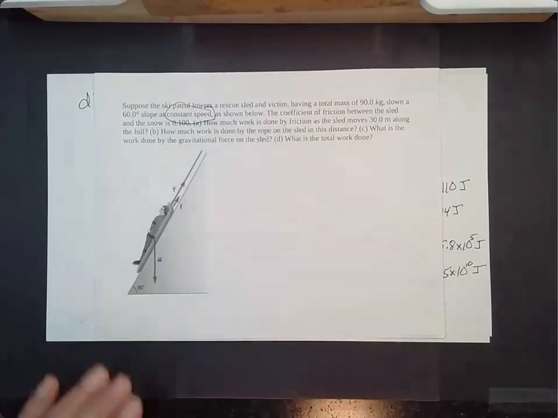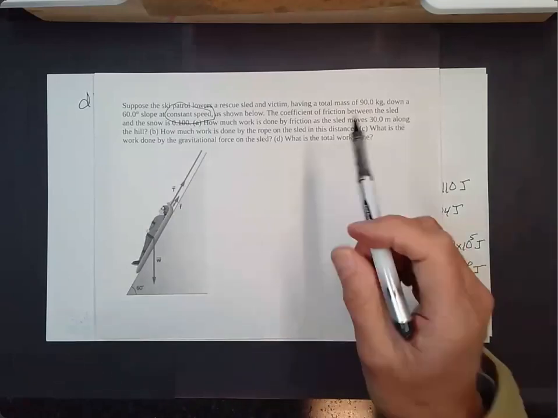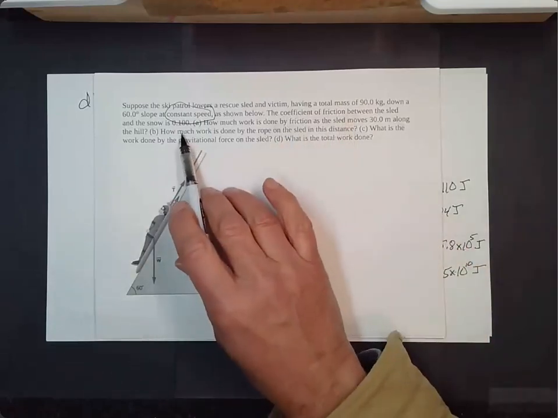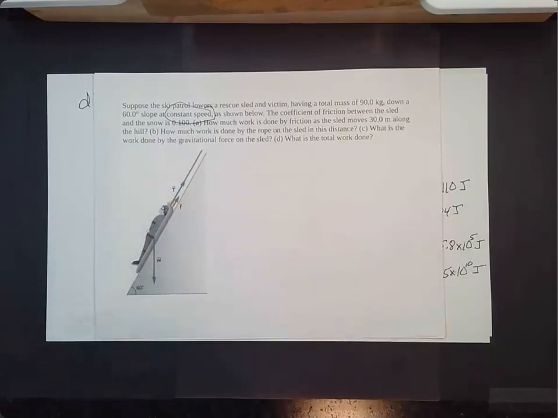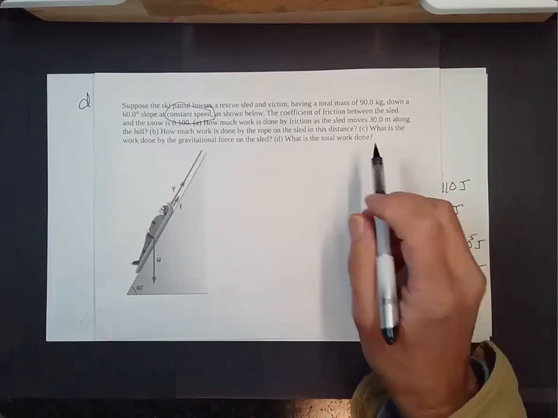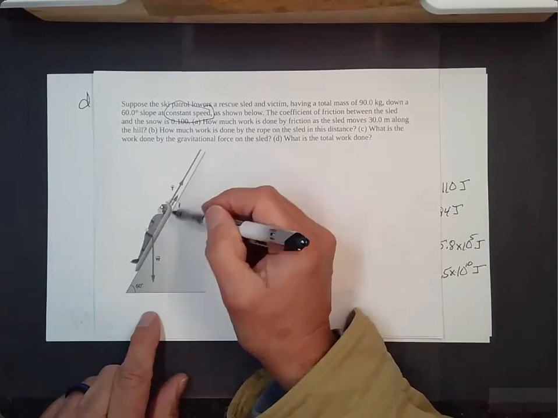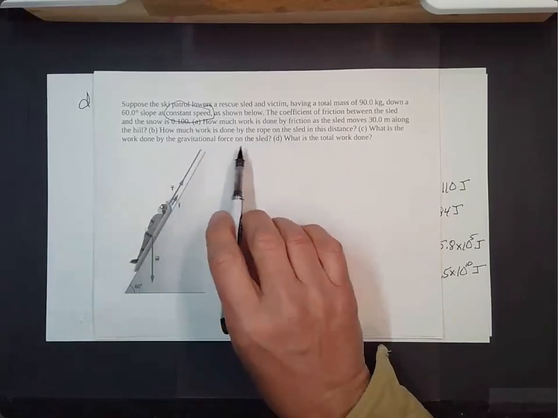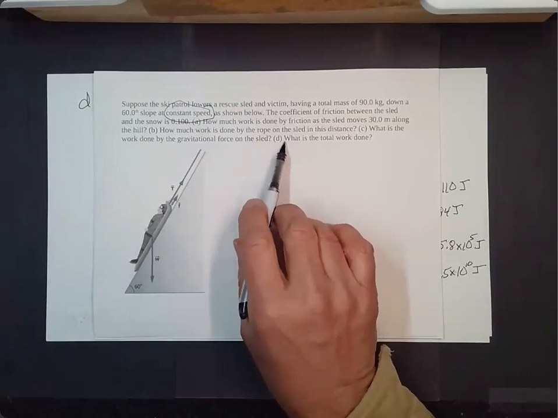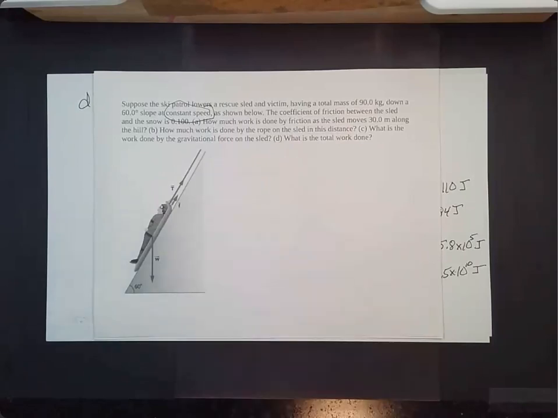This is key. Constant speed would mean no change in the kinetic energy. Coefficient of friction between the sled and the snow is 0.100. How much work is done by friction as the sled moves 30 meters along the hill? So that would be a distance along here of 30 meters. And then how much work is done by the rope on the sled in this instance? And what is the work done by the gravitational force on the sled?